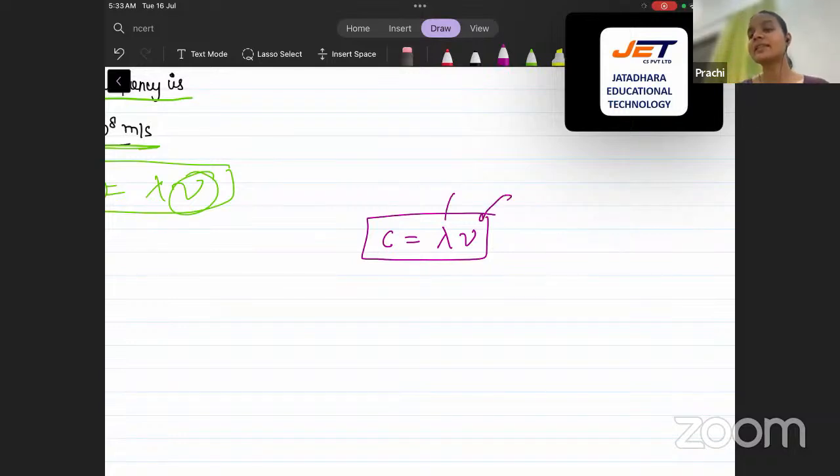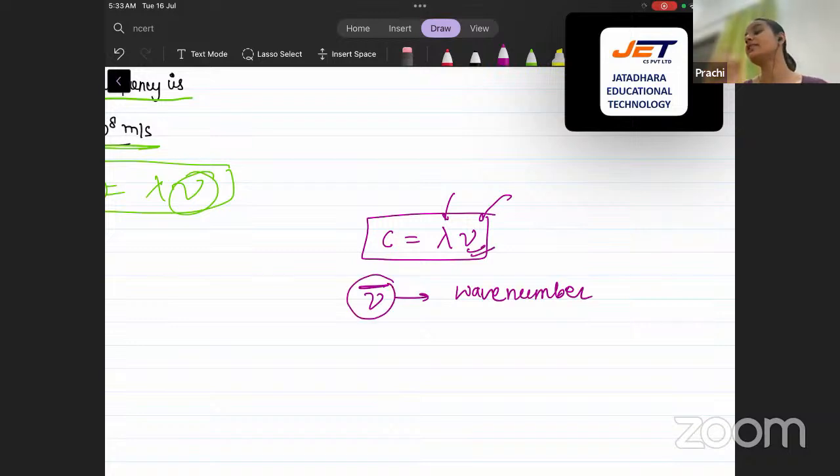This is frequency, this is wavelength, and nu bar is wave number. Don't confuse nu bar with the frequency. Nu is frequency. When I put this bar on the nu, then we say nu bar. How do we read it? We read it as nu bar, which will be known as the wave number.